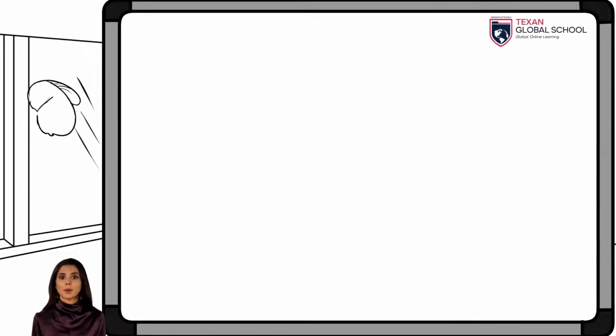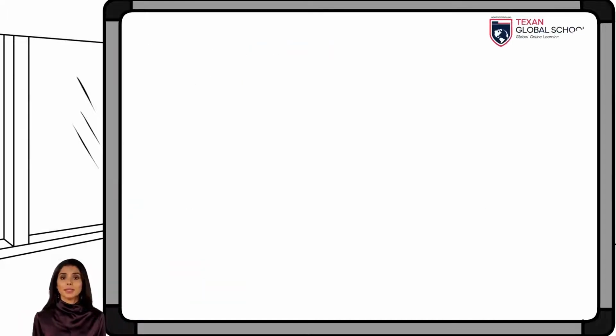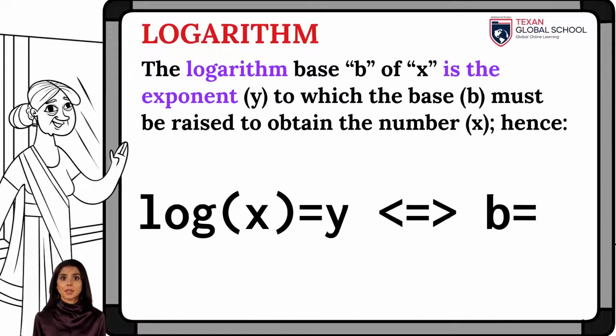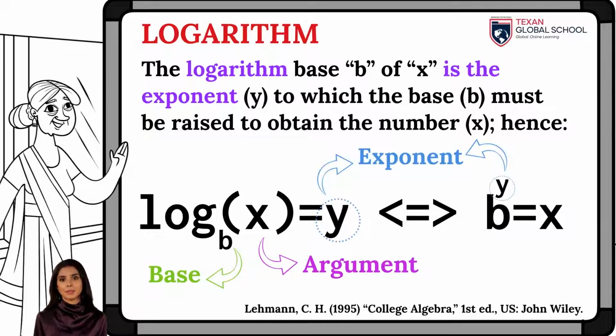In this class, we will analyze the definition of logarithm and its properties. We will start by recalling the definition of logarithm seen in the previous class. The logarithm base b of x is the exponent y to which the base b must be raised to obtain the number x. We can see that b is the base, x is the argument, and y is the logarithm represented as the exponent of the base.